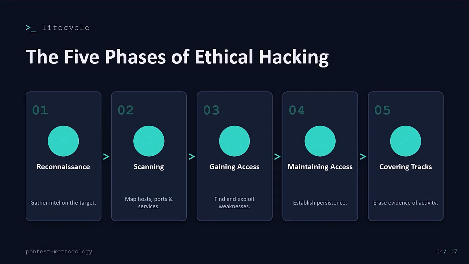Here's the map for the rest of the session. Almost every engagement moves through 5 phases, in order. 1. Reconnaissance, gather intelligence on the target. 2. Scanning, map the hosts, ports, and services. 3. Gaining access, find the weaknesses and exploit them. 4. Maintaining access, establish a foothold so you can come back. And 5. Covering tracks, erasing the evidence of what you did. We're going to take these one at a time.